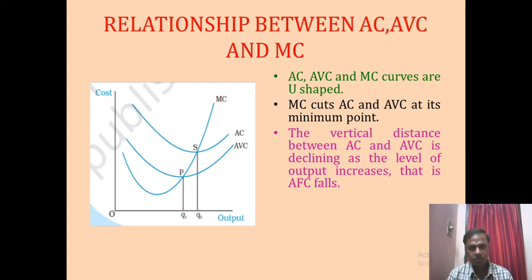Again, I would like to remind you what we studied in the previous diagram. You can see that when the level of output increases, the difference between AC and AVC decreases. At this level of output, the difference between AC and AVC is larger, and at the increased level of output, the difference between AC and AVC is small.